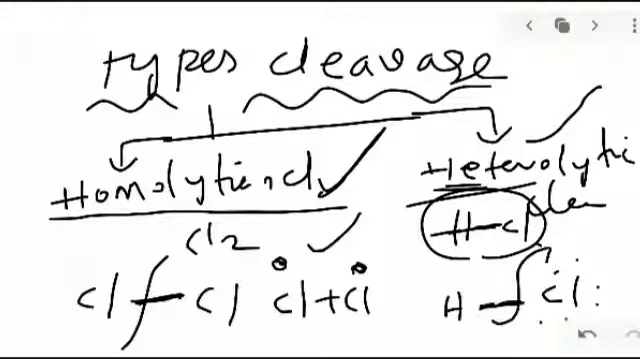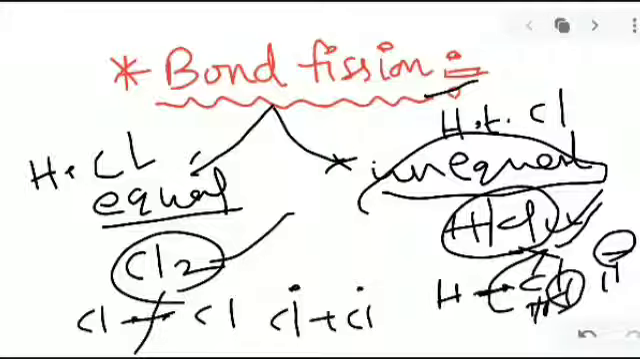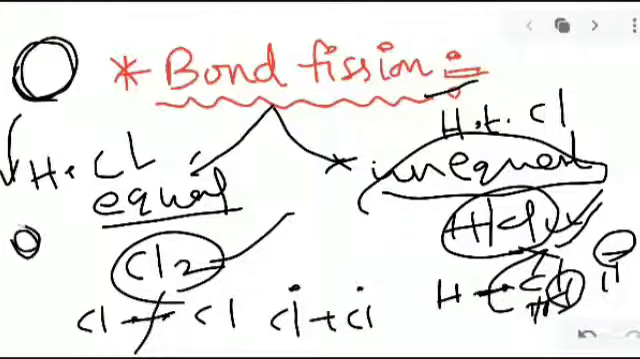So we saw the types of bond cleavage, and what is meant by bond fission. Bond fission means a breakdown of the bonds between two atoms, where the bond is formed by sharing, transfer or exchange of electrons. Fission means a breakdown. For example, in nuclear chemistry, a heavy nucleus is divided into smaller nuclei, so that's fission, and there is also fusion. Here bond fission is a simple process.